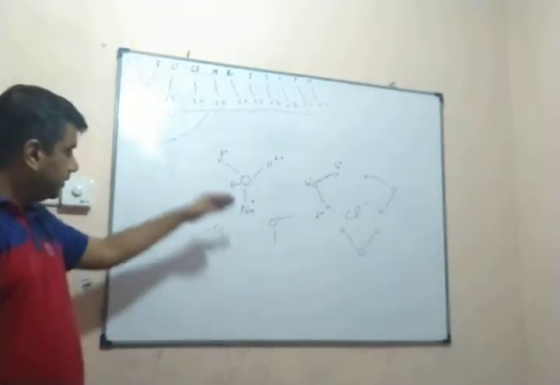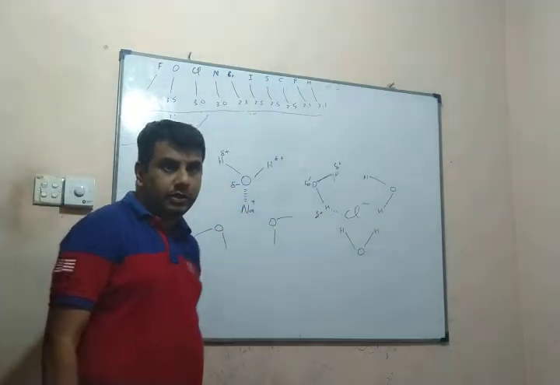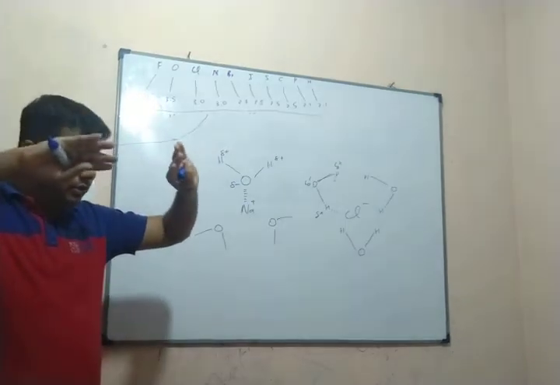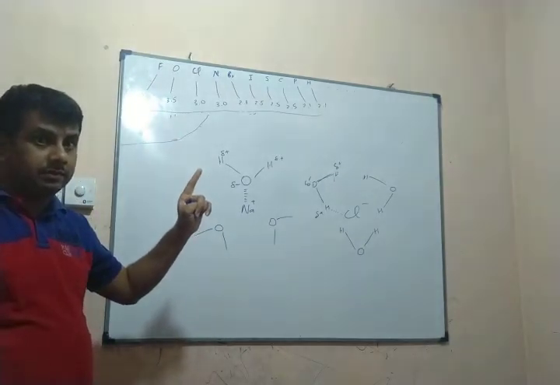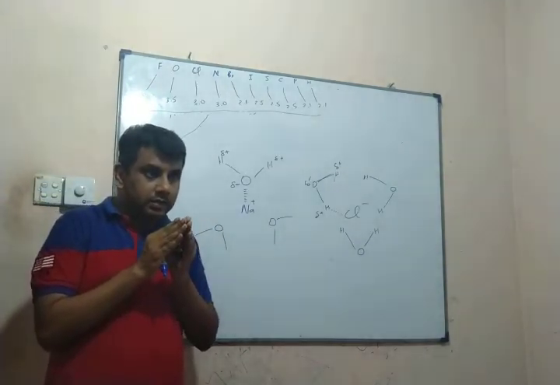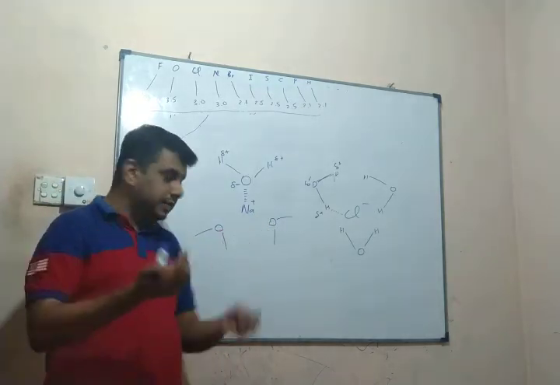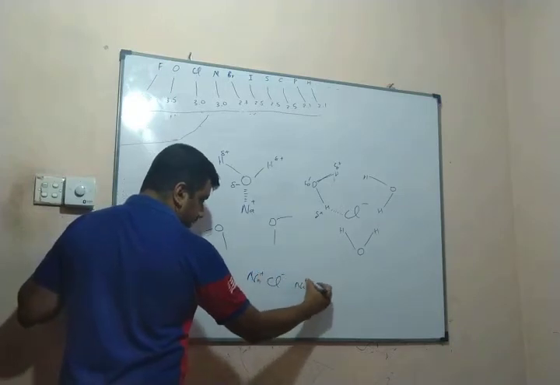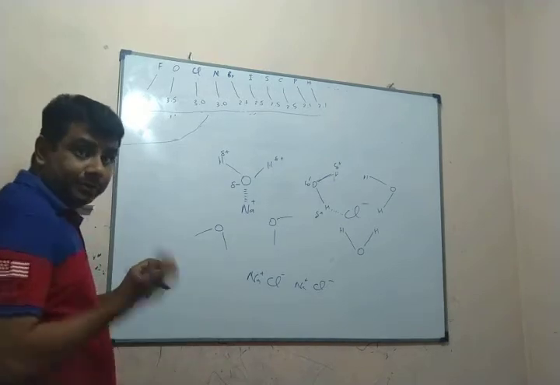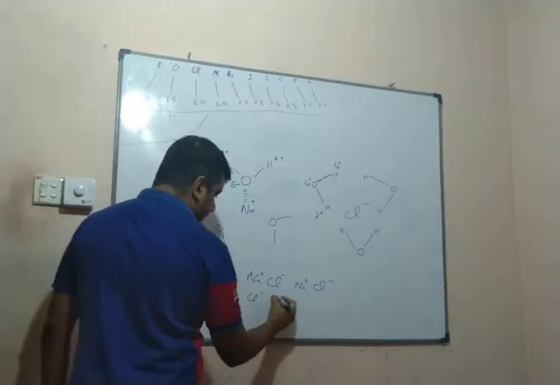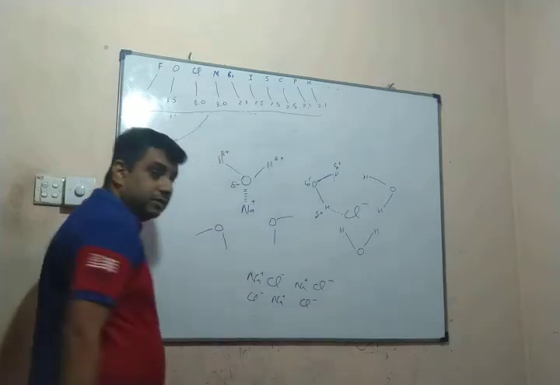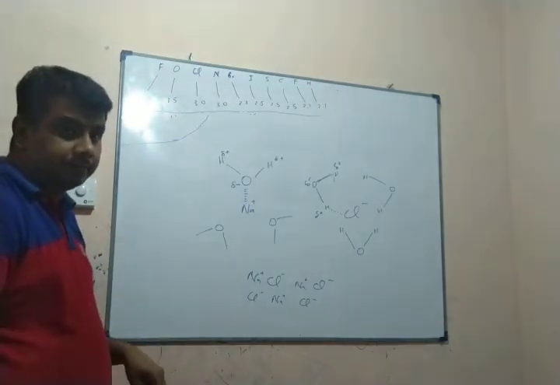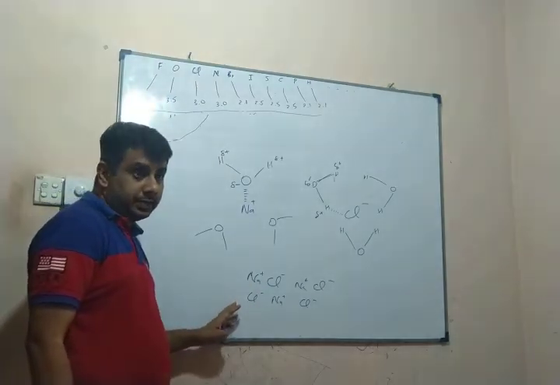Because of this ion dipole attraction, sodium chloride will dissociate as Na plus and Cl minus. In the solid state, Na plus and Cl minus are arranged like this: Na plus, Cl minus, Na plus, Cl minus, because it's an ionic compound. You know, 6 chloride around Na plus, 6 Na plus around chloride. You have studied this, right? Now, what will happen next?